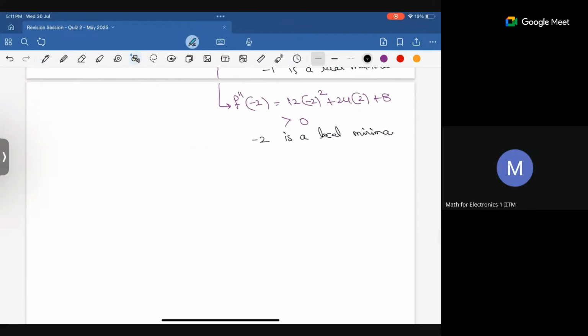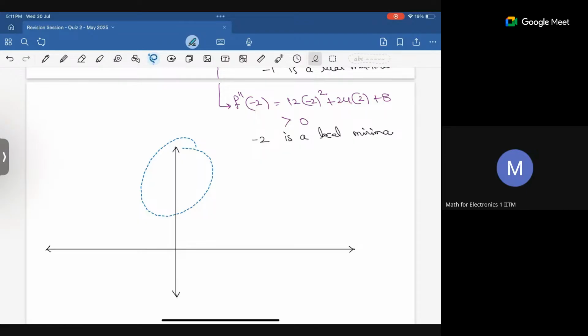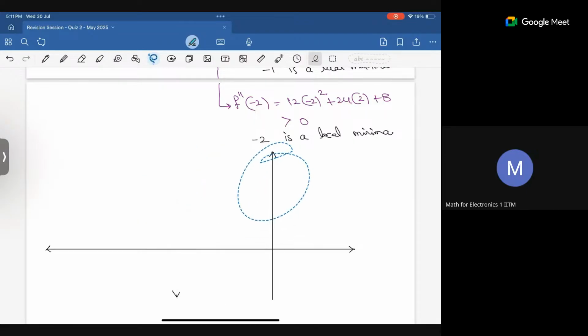If I plot this, can I roughly plot this? Because I know where the function has local maxima and local minima, I can actually roughly plot the function, right?